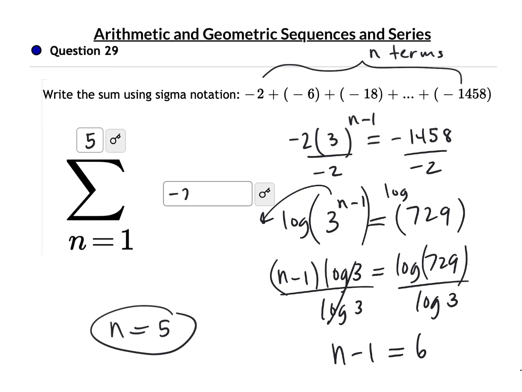And we start at negative 2. And then we multiply by 3. And then we go to the power of, now if I go to the power of n, when I plug in 1, it's negative 2 times 3 to the first, which would be negative 6. That's the second term. So I need to go to the power of n minus 1. That way, when I plug in n as 1, it's 3 to the 1 minus 1, or 3 to the 0th, which is 1, and 1 times negative 2 is negative 2. That's my first term. This, then, is my answer.